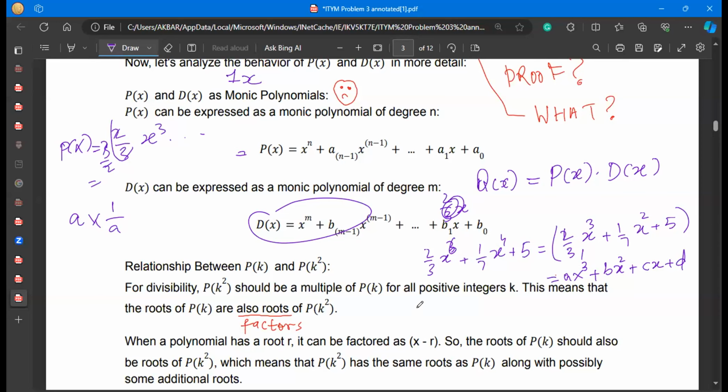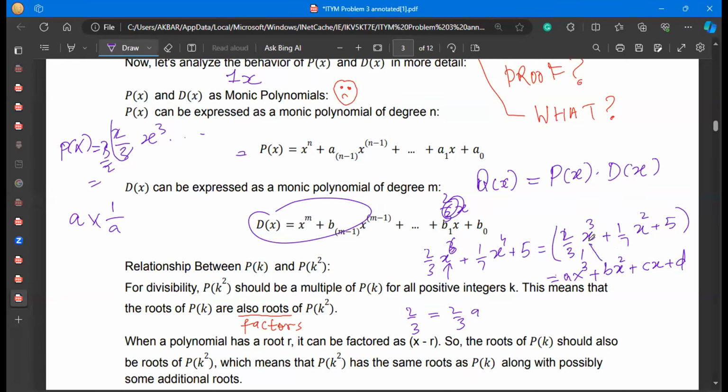The coefficient of x to the 6th should be equal to 2/3 times a, right? I compare the coefficients of x to the 6th. Won't it be easier to find the constant term first and then move forward? Yes, both are easy because they appear only once. Otherwise, the lower degree terms would appear.